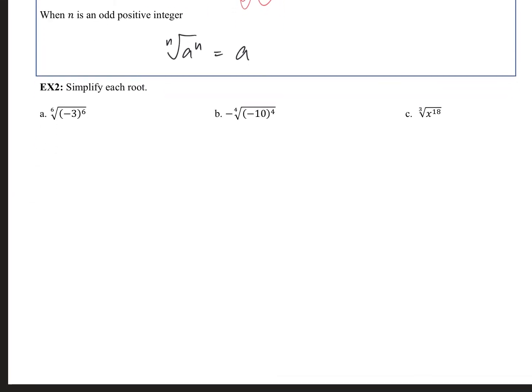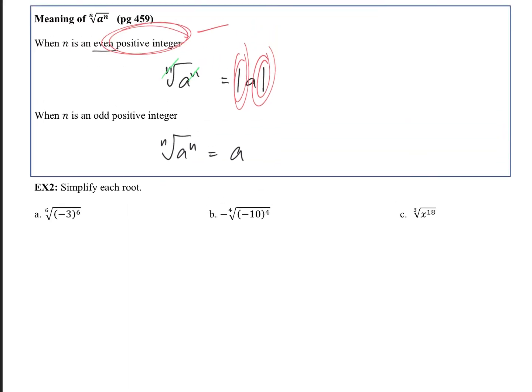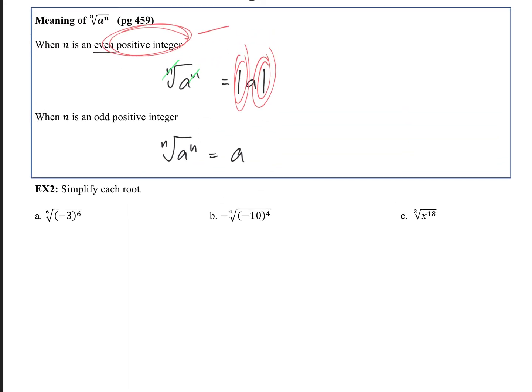All right, let's take a look at example 2. Simplify each root. Well, we have the 6th root of negative 3 to the 6th. Which one does this match? This matches the first case, because n is even. So the answer is going to be the absolute value of what's on the inside. So that'll be the absolute value of negative 3, which is just going to be 3. Interesting. So they cancel themselves out, and we're left with 3.